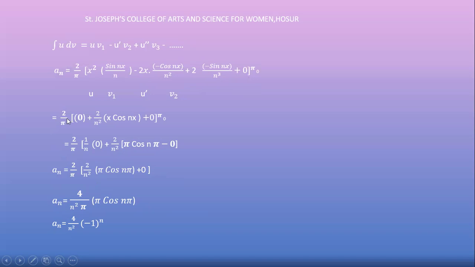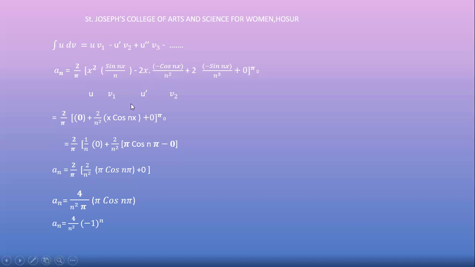So 2 by pi I'm putting as it is here. I should substitute in the place of x, upper limit pi minus lower limit 0. Here sin is there, so sin n pi value is 0 always. Sin 0 is 0 always. So the first term becomes directly 0. Similarly, the last term also contains sin nx, so sin n pi is 0, sin 0 is 0. So the last term also becomes 0 here. We get only this term. Minus into minus becomes plus here.